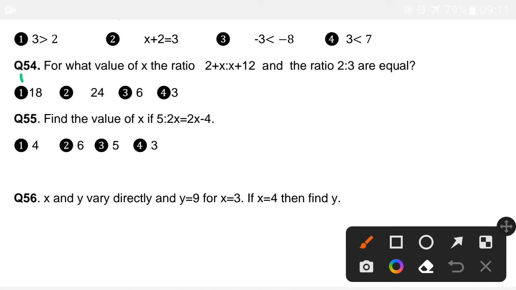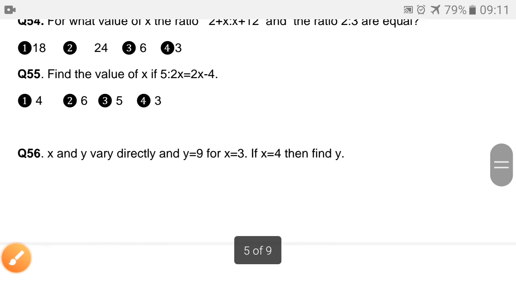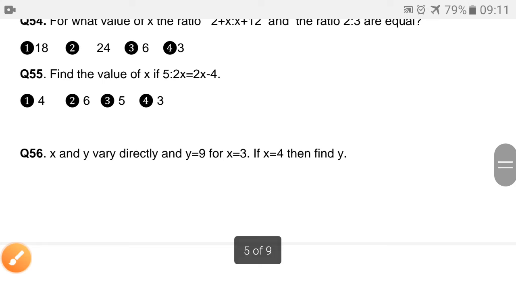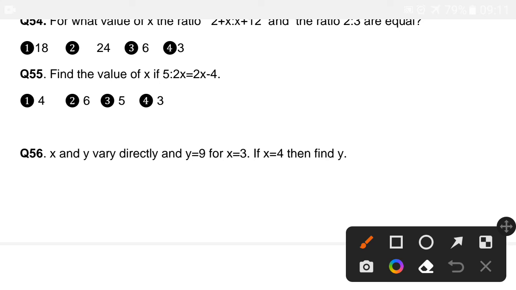So the first option is the right option. Question number 55 is: find the value of x if 5 ratio 2x equals 2x ratio minus 4. Now this is a proportion given to us, and we have to find the value of x. So again we use the rule: the product of means and the product of extremes are equal.